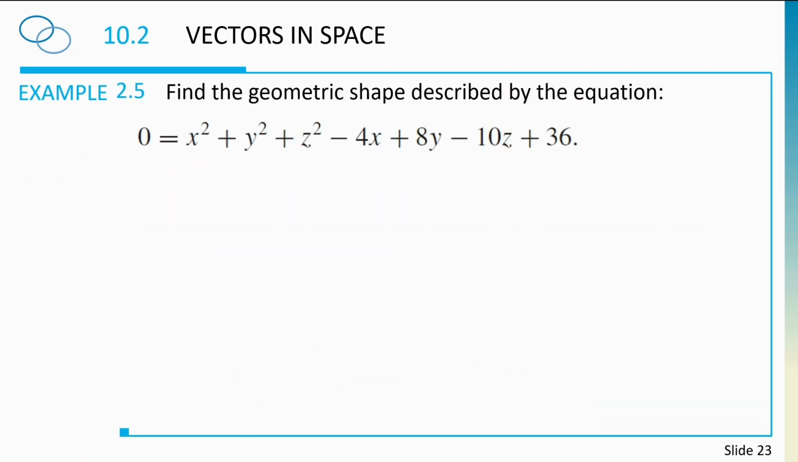Looking at this equation, I have a quadratic form of x, y, and z, and a constant term, so I'm expecting this to be a sphere. Let's see. The only way to solve this question is by completing the square. So this can be done by completing the square.